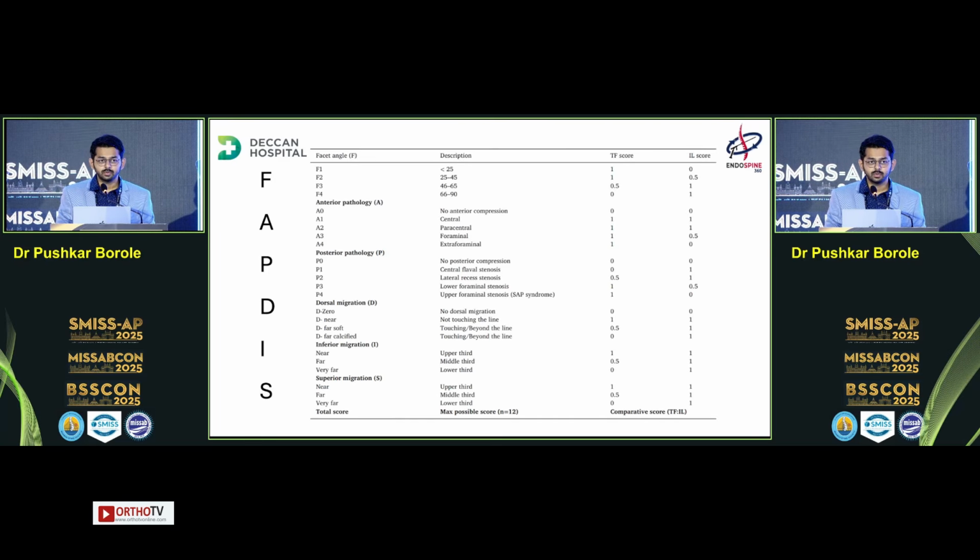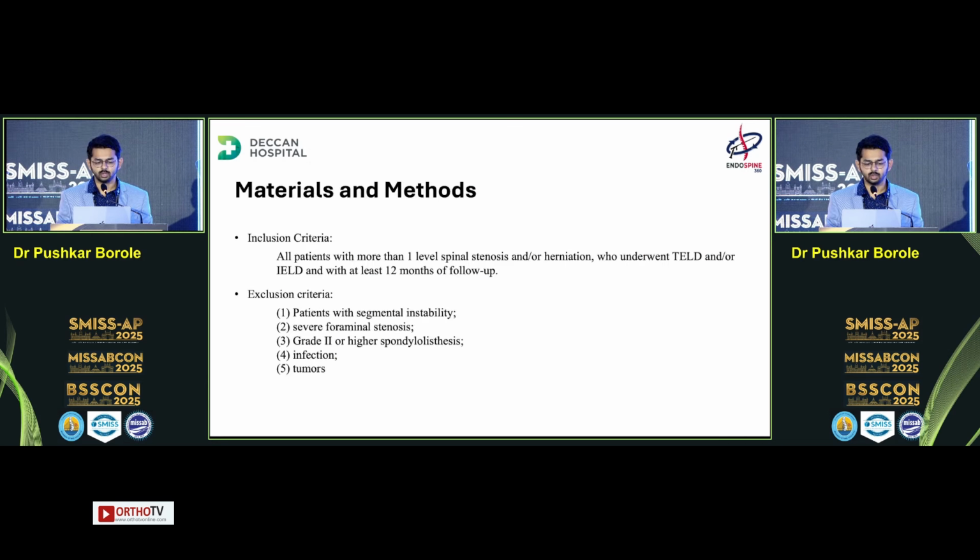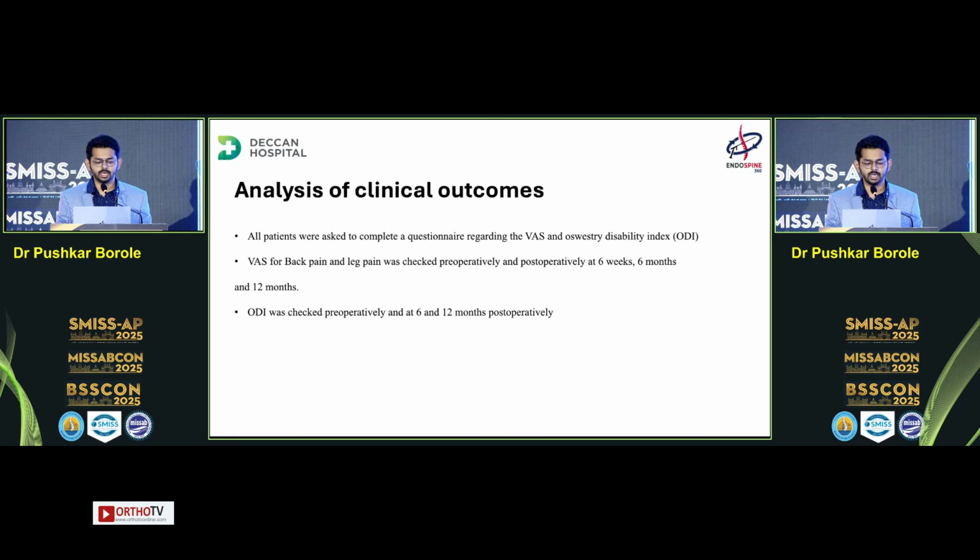Then there is transforaminal and interlaminar. So TF and IL scoring is given to each offending pathology based on which approach is better to deal with the pathology. Adding all these scores, we get a final TF and IL score, which suggests which approach is best to deal with these combinations of offending pathology. So these are our inclusion and exclusion criteria.